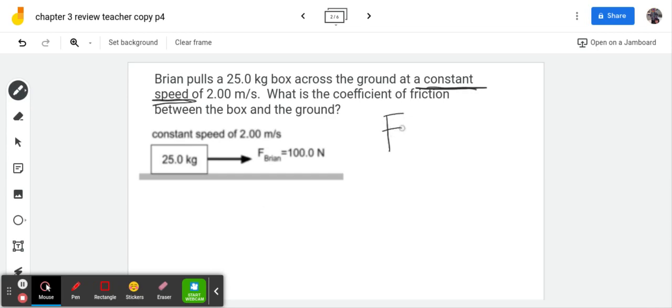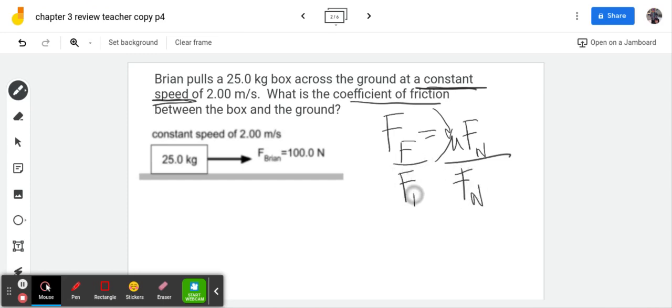So coefficient of friction. We know that force of friction is equal to mu, which is the coefficient of friction, right? That's what that means, times normal force, which means that in order to get mu, we just do force of friction divided by normal force. So we need to know what those two things are.